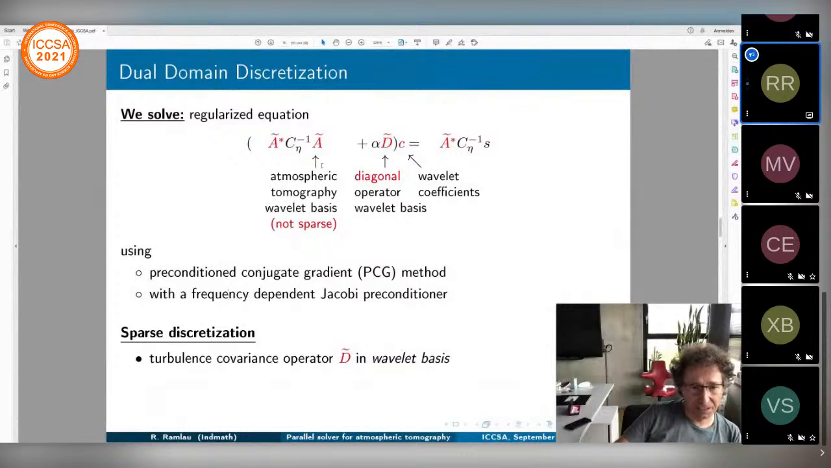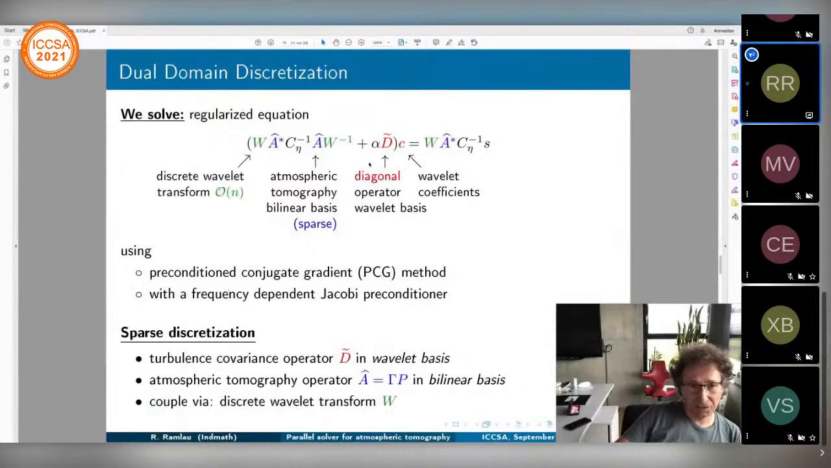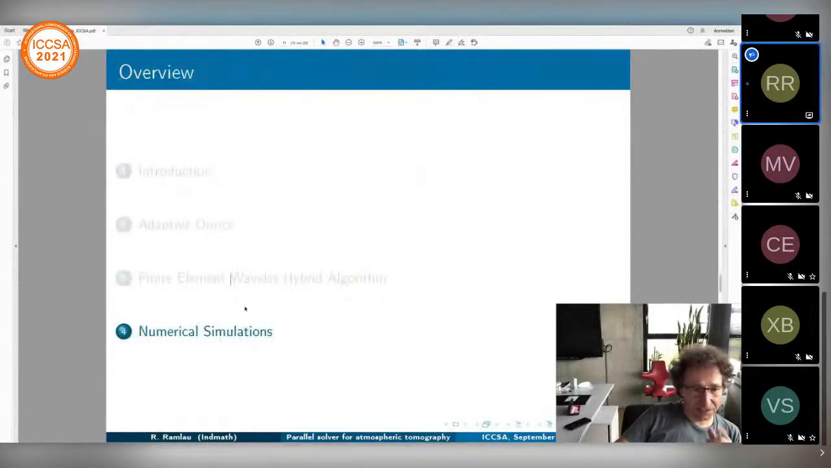So what we do is we use A in a bilinear basis. In a bilinear basis, it turns out it is sparse. But of course, then we have here a bilinear basis, and here we have a wavelet basis. So we have to switch in between, and we are doing that by applying the wavelet transform and the inverse of the wavelet transform. And as this is O(n), it's really fast. Okay, so let's go to numerical simulations.